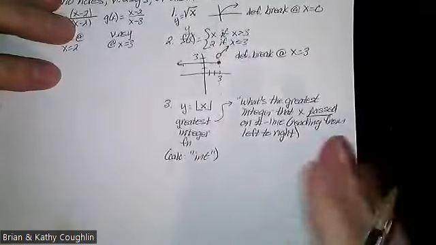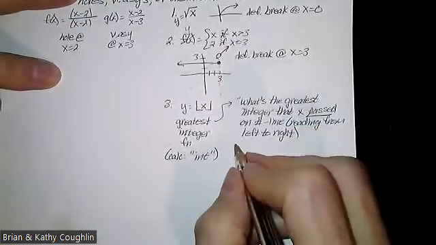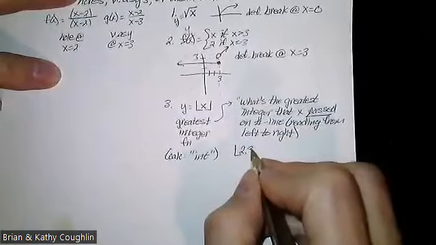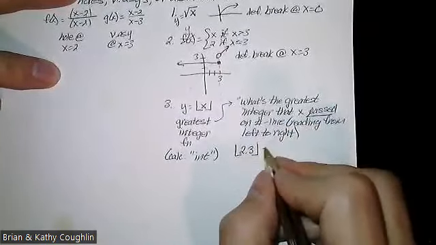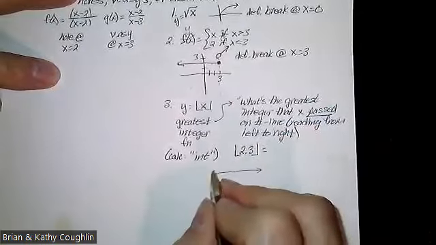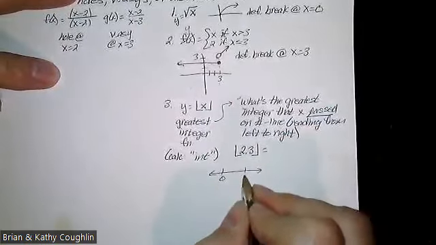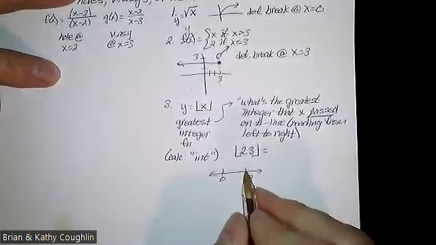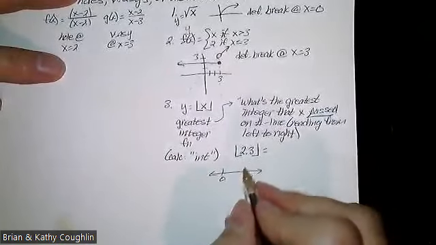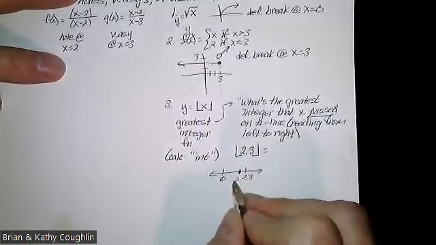So what's the greatest integer that you pass on a number line? What does that mean? Well, suppose I have the greatest integer of 2.3. These little brackets mean the greatest integer. So you're basically asking on a number line, so here's 0, and here's 2.3. If you read from left to right, what's the greatest integer that you've actually passed so far? It's 2.